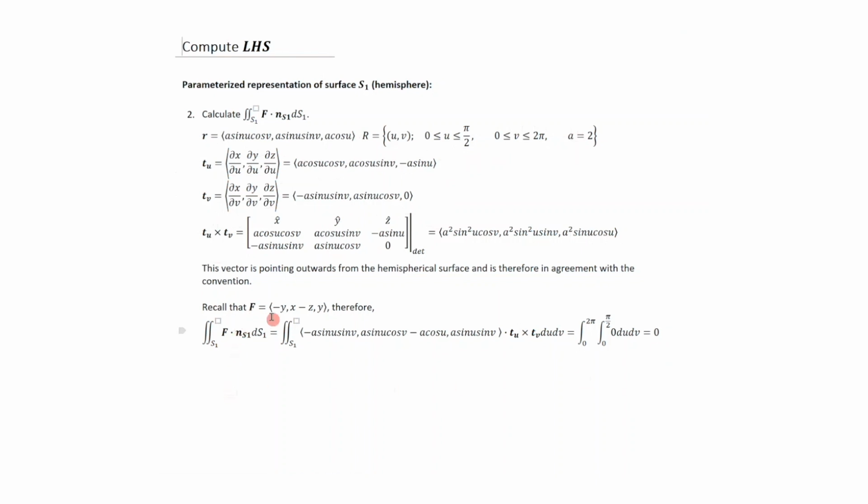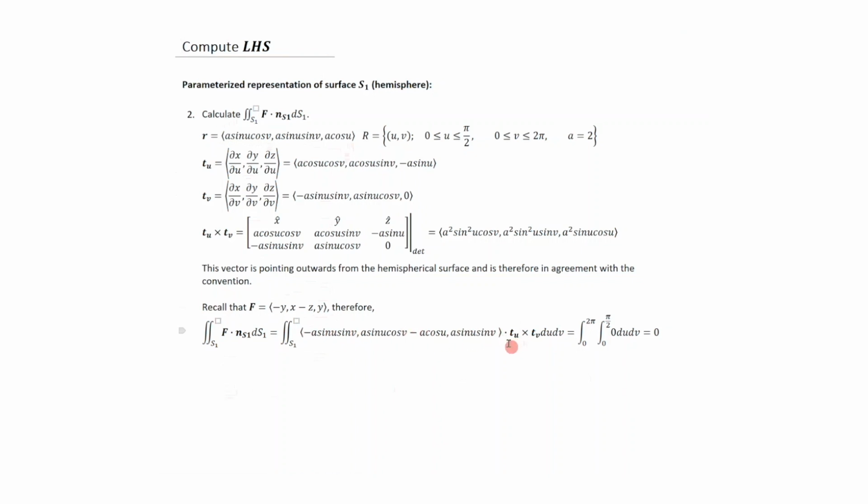Again, recall that F has this form, and so now we have to replace y's, x's, and z's with the parameterized values of x, y, and z, which are obtained right here. So this is the x value that we use when we make a substitution. This is the y value we use when we make a substitution, and this is the z value we use making a substitution. And so all of those are then substituted into here to basically form this expression here.